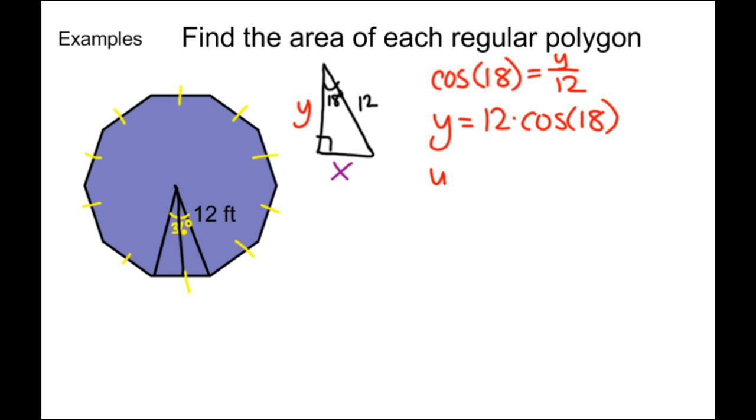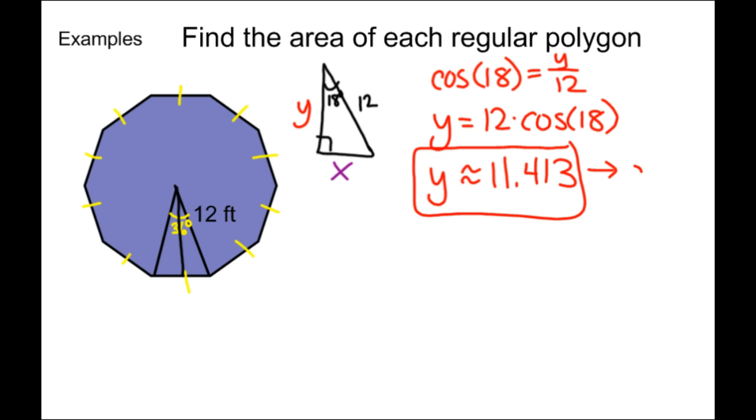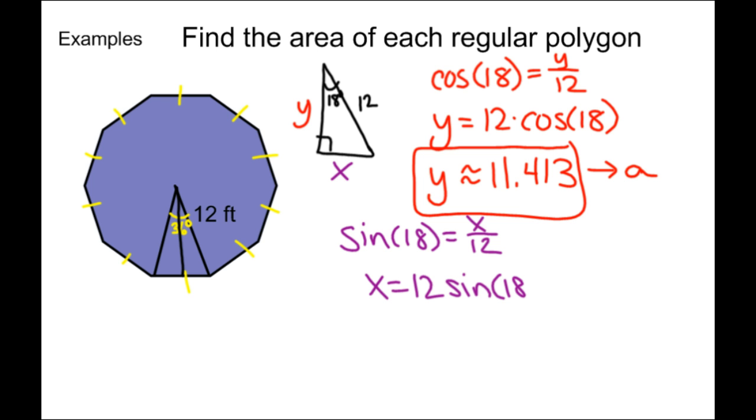Plug it in and you should get y is about 11.413. And there's our apothem. Okay, now let's find our x, which is really half of our side length. So for x, we're going to use opposite over hypotenuse, so sine of 18 equals x over 12, which really means x equals 12 times the sine of 18. Plug that into the calculator and you'll get x is about 3.708.